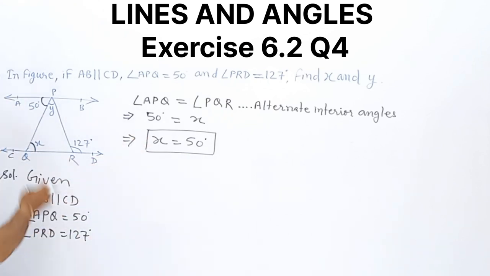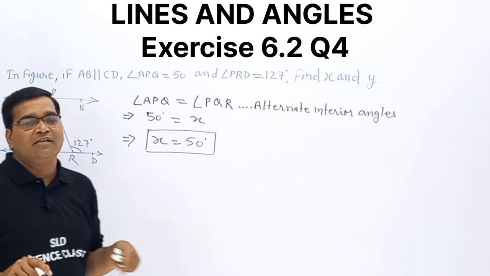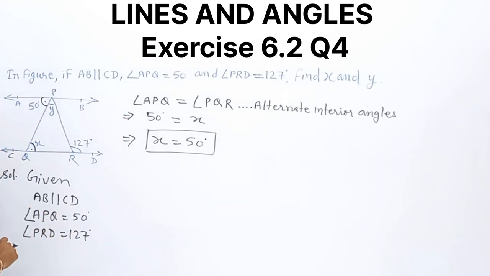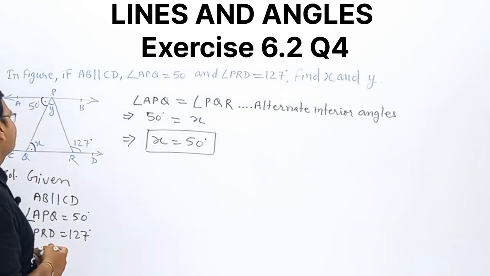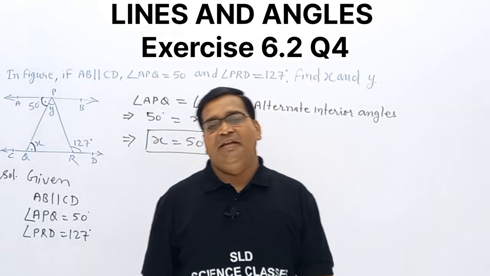Easy one. Two parallel lines and this is the transversal. Obviously this angle will be equal to this one. Why? Because both are alternate interior angles, and alternate interior angles are equal. Clear? Now we want y. So how will we find the angle y?